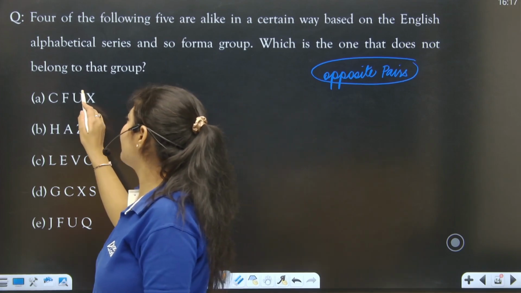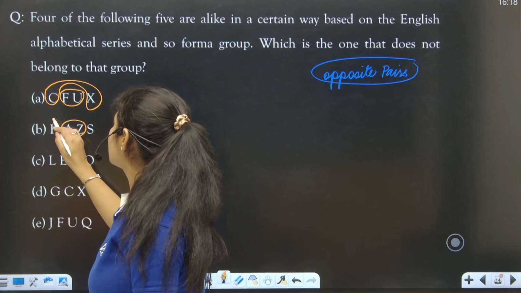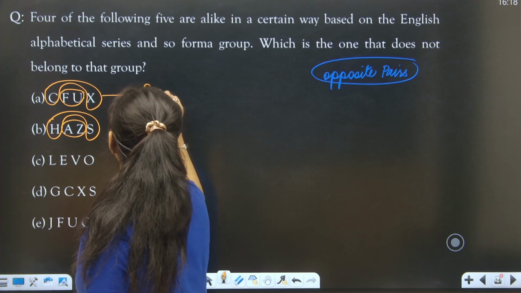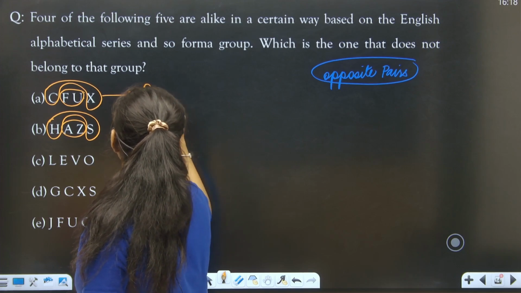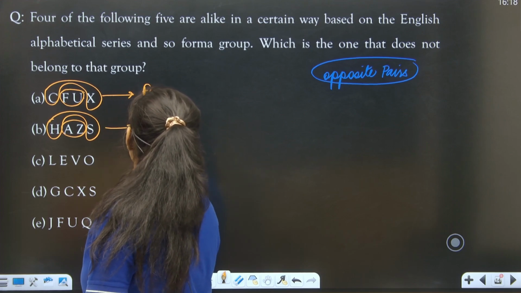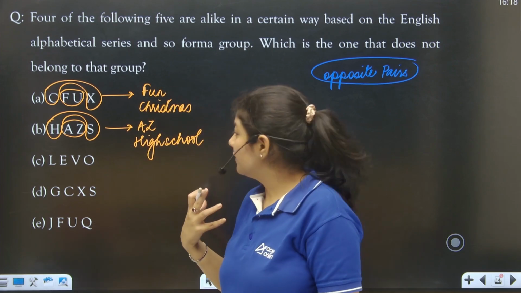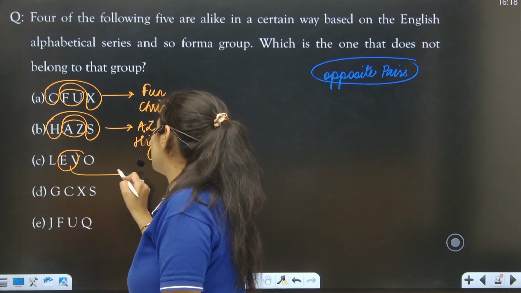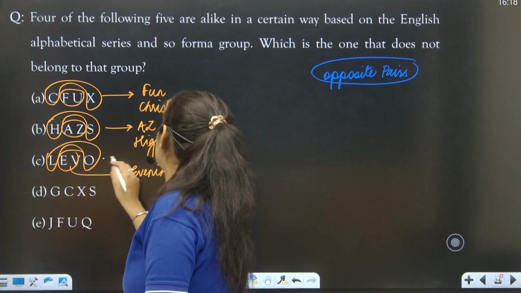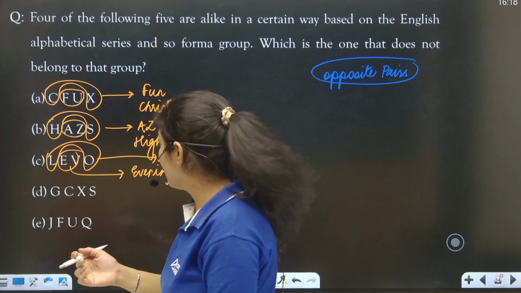As you can see, FU is an opposite pair, CX is also opposite, right? AZ is an opposite pair, HS is an opposite pair. Here we have FU and CX, right? Here we have AZ and HS. If you have seen the video, then you know how to remember these opposite pairs. Here we have E and here we have V. That means opposite pairs. These three can easily create a group as we want the similarity.